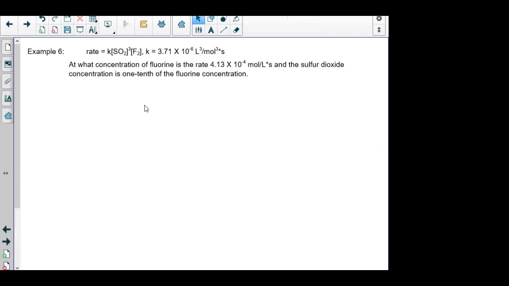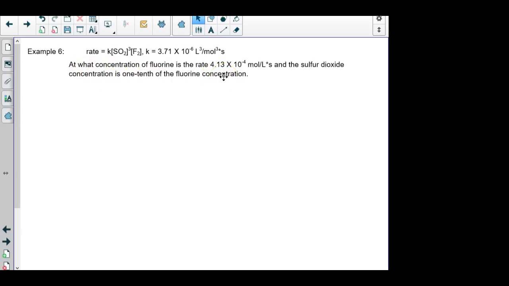Another opportunity to practice substitution. In this example, we were given the expression already. The expression is rate equals K, SO2 to the third order, F2 to the first order, and we're given the value of K. So this has already been given to you. Either you calculated it, graphed it, or got it in an experiment. Then it asks us at what concentration of fluorine, so fluorine is our unknown, is the rate this, and the sulfur dioxide concentration is 1/10 that of the fluorine concentration.